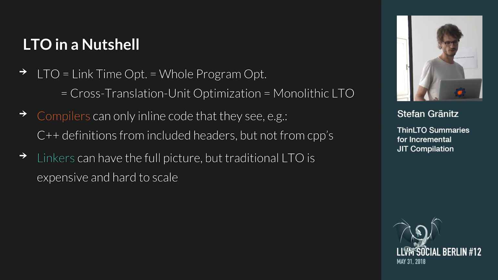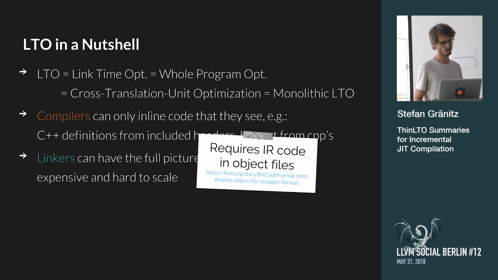The first thing that it requires definitely is to have IR code in object files. So instead of writing binary code into object files, the compiler will emit object files with IR code, and the linker has access to this IR code and can optimize on that. What we get then is not real native object files, but wrapped native object files. There's some details. You cannot, for example, query symbol names with the normal NM tool. You need to use the LLVM NM tool to have a look into them.